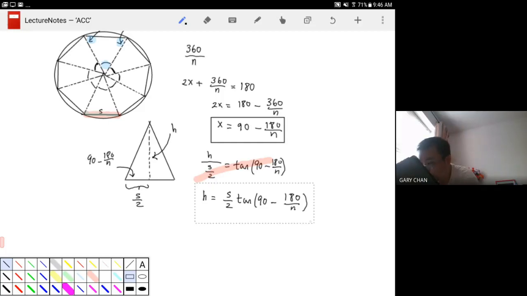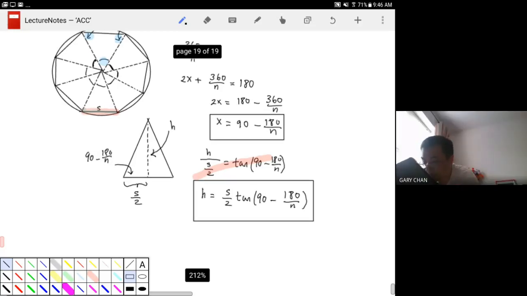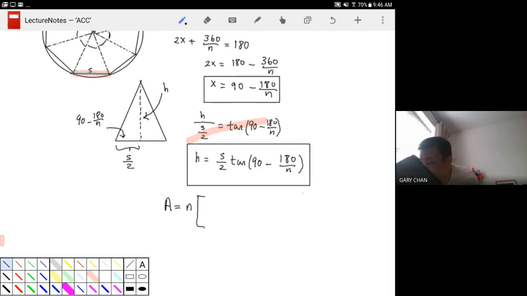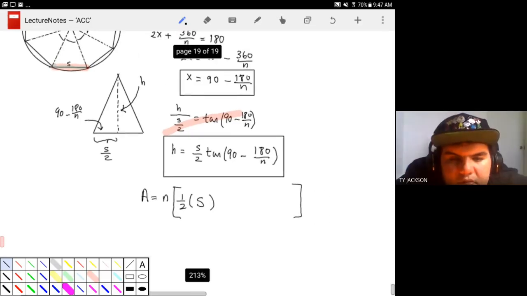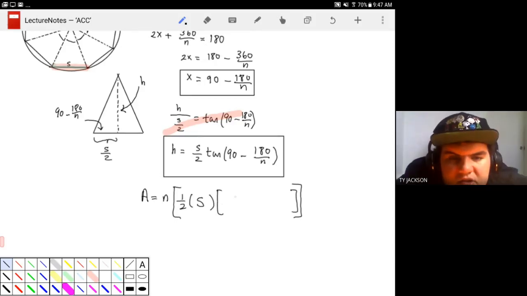And how many isosceles triangles do we have? Don't say 8. We have n number of isosceles triangles. So that means the area is going to be n, because that's the number of isosceles triangles that we have, times what's the area of one isosceles triangle? It's 1/2 times the base, which is just S, right? Times the height, tangent of 90 minus 180 over n.